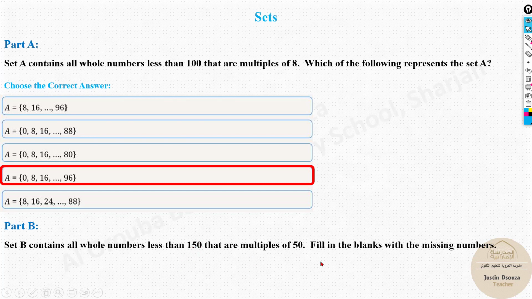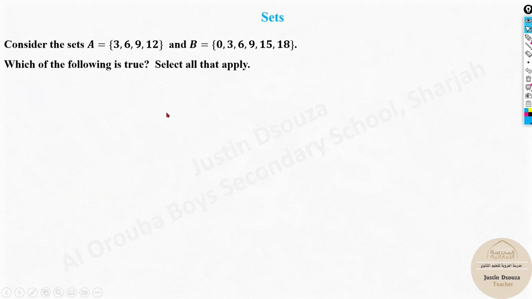So it'll be 0, 50, and 100, and that's it. This is the correct answer. Consider the sets A, that is 3, 6, 9, 12, and B, 0, 3, 6, 9, 15, 18. Which of the following is true? Let's look into all the options.